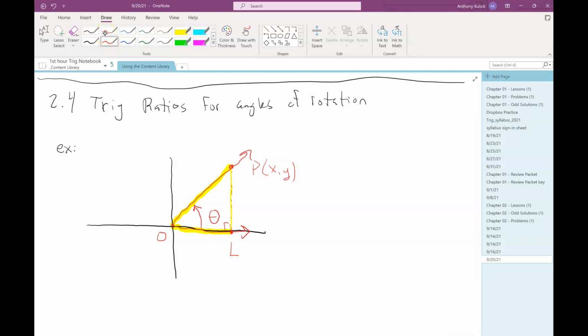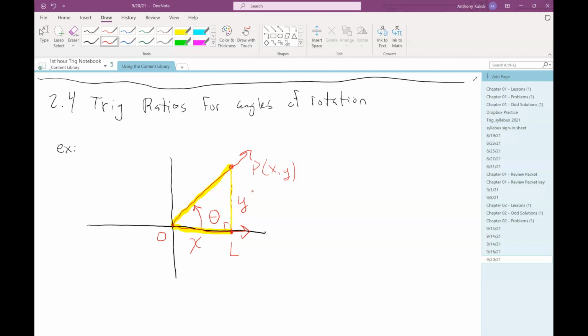Now, the side length for side OL is going to be what? It's going to be x, right? Because to get to that point P, we go x over. And then the other side length of my triangle, PL, is going to be what length? Y, because then we go y up. That's how we plot a point. Everybody's okay there?